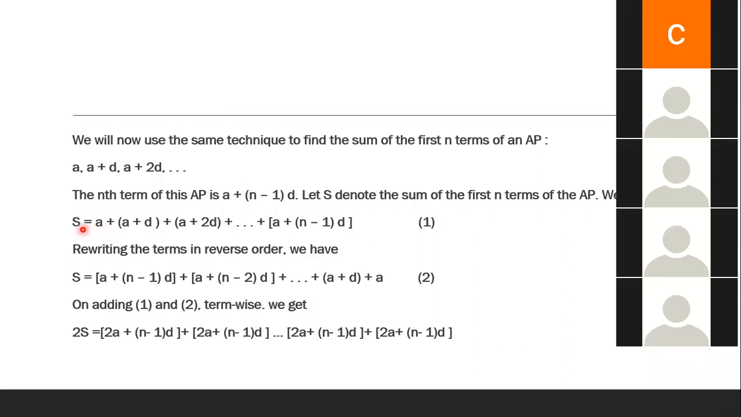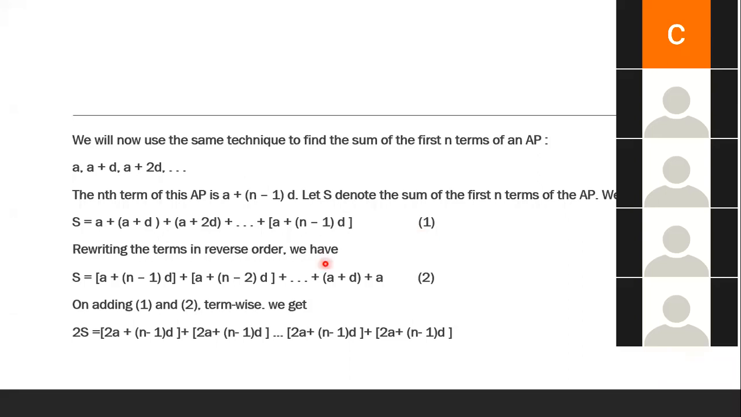So what are we finding now, ma'am? Now I'm finding the sum of n terms of an AP. It is A plus D, A plus 2D. The nth term of an AP is A plus n minus 1 into D. Any doubt in this particular equation 1?